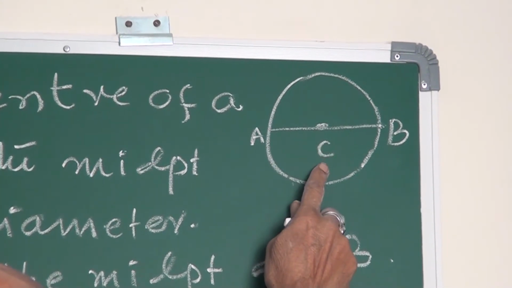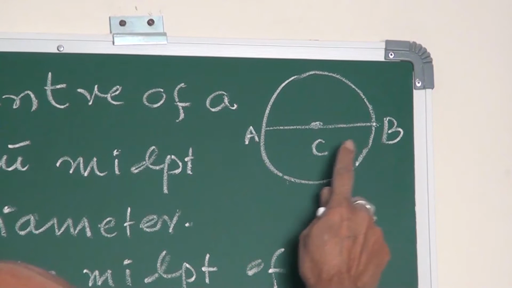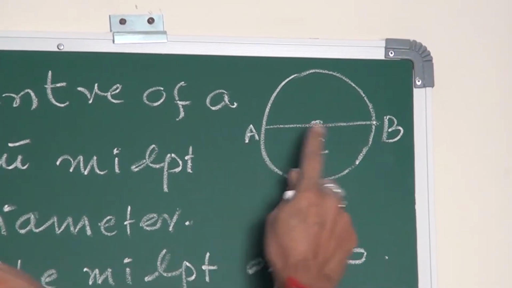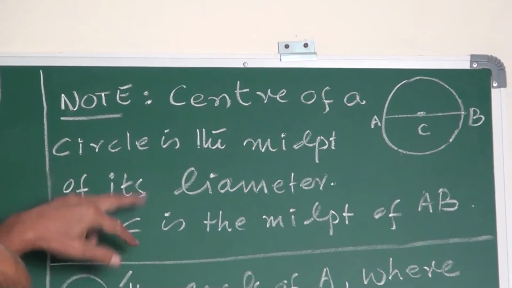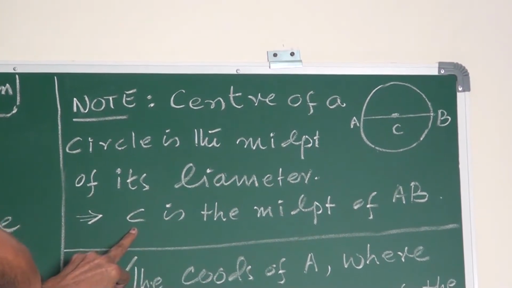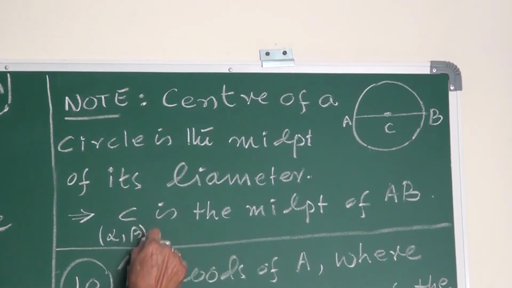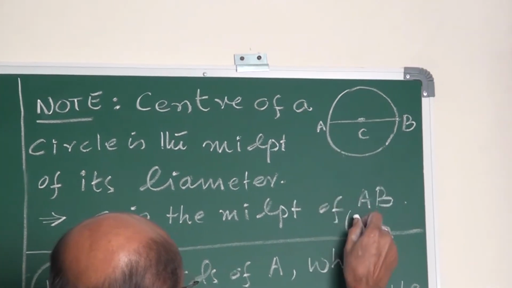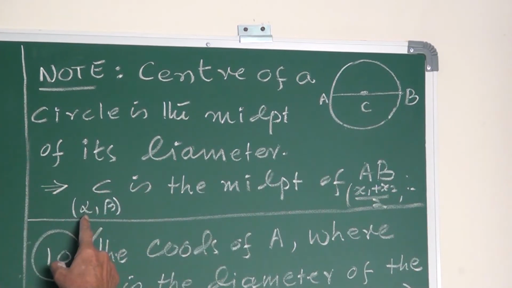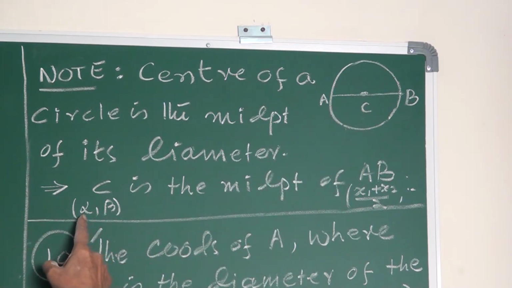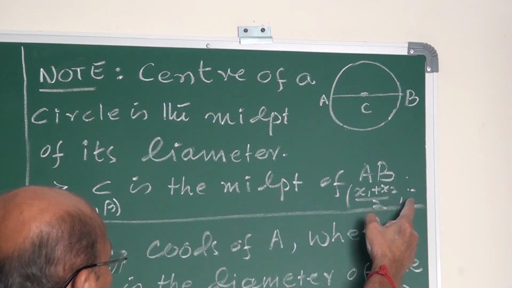The x coordinate of the center equals the sum of the x coordinates of the ends divided by 2. The y coordinate of the center equals the sum of the y coordinates of the ends divided by 2. I have written the same thing here. Note: the center of a circle is the midpoint of its diameter. Therefore, in the figure, C is the midpoint of AB. If C is (alpha, beta), you know this: (x1 plus x2) upon 2, (y1 plus y2) upon 2. Then the x coordinate of the center C, alpha, is the sum of the x coordinates of the ends divided by 2, and beta is the sum of the y coordinates divided by 2.